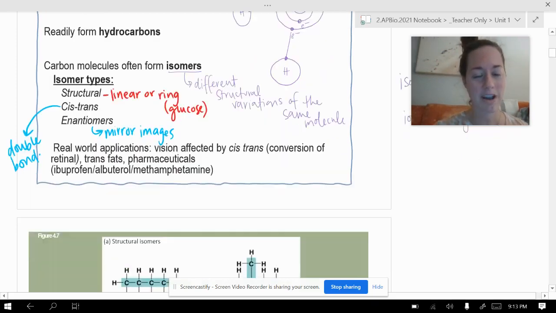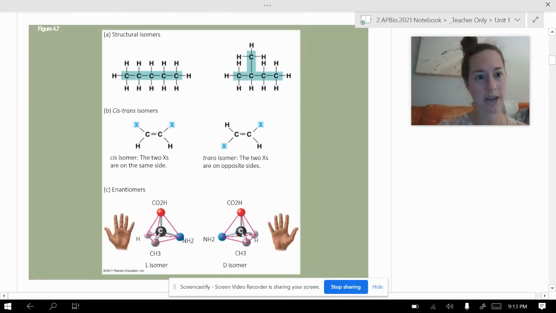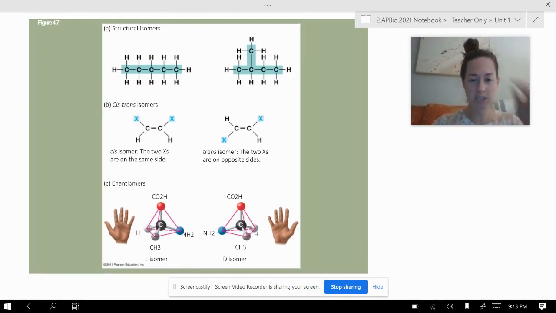So, okay, here's some pictures of some isomers. At the top, you just see a structural isomer that's a hydrocarbon that's laid out in two different ways. Really important for living things because it will affect just the function of that molecule. The cis-trans isomer is right here, the next level down. In the cis isomer, you have the two X's on the same side. The X's could be anything.